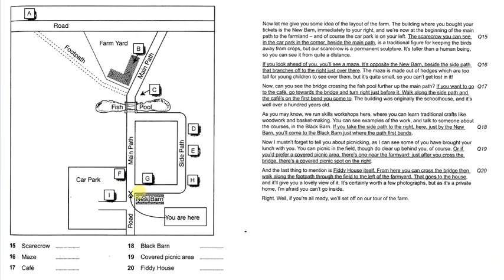If you look ahead of you, you'll see a maze. It is opposite the new barn, beside the side path that branches off to the right over there. Opposite the new barn. Okay, again, that should be fairly simple, right? If you look ahead of you, you'll see the maze. It is opposite the new barn, and beside the side path. So we can see it must be right here, G. So G is the answer for number 16. Again, I think a fairly easy one.